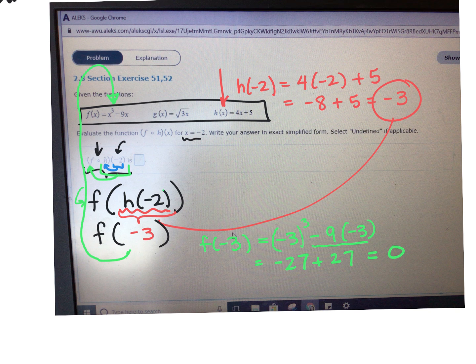So by doing that composition, again, negative 2 plugged into h got me a negative 3. Then I took negative 3 and plugged it into f. My final output is 0. So my answer here would be 0.